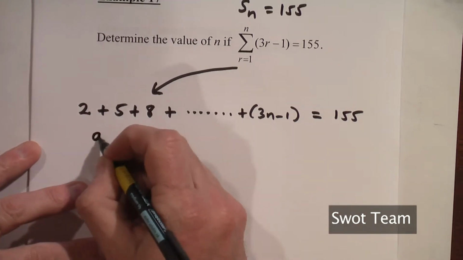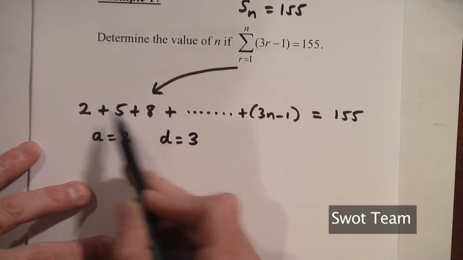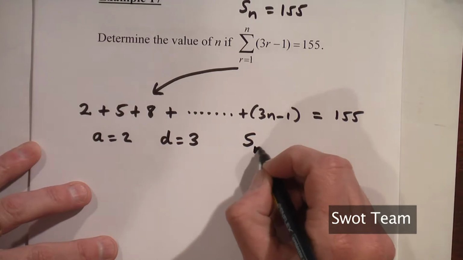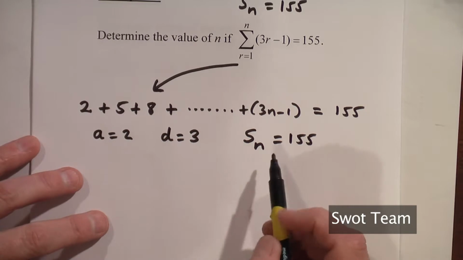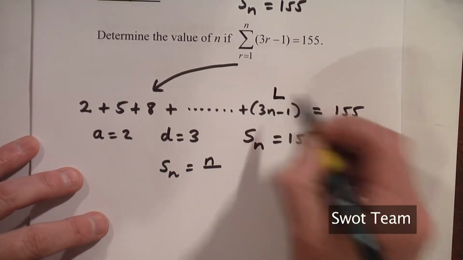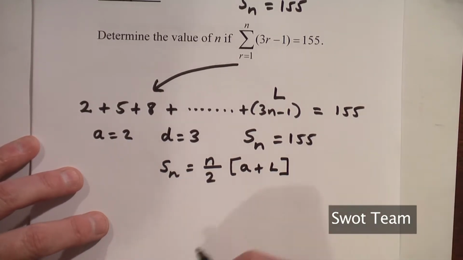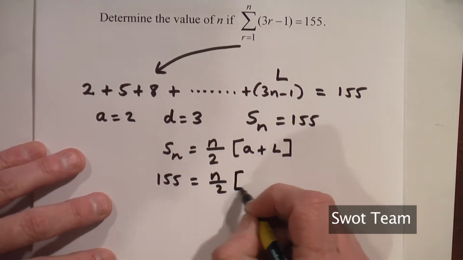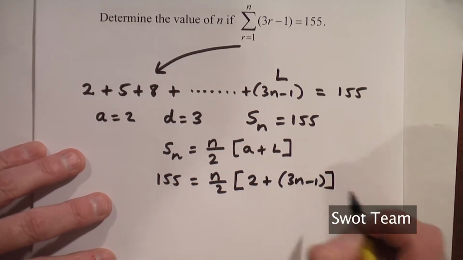Well, we know that a is equal to 2. The constant difference most certainly is 3: 5 minus 2, 8 minus 5. And we know that the sum to n terms is 155. Now what are we going to do? We know it's arithmetic. We know Sn, and we have the last term as well. Sn is 155, which is n over 2, the first term plus the last term. The last term is 3n minus 1.